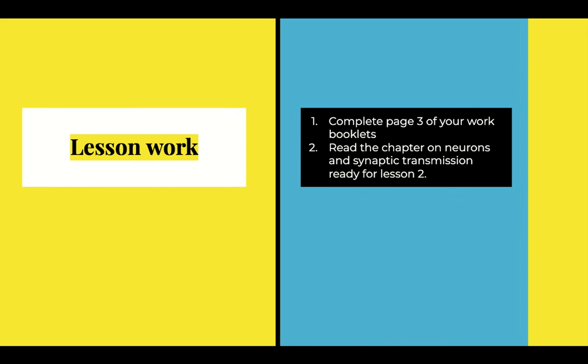In terms of what you need to do now as part of this lesson, I'd like you to complete page 3 of your work booklets. So that includes the questions, outline the role of the central nervous system for 4 marks, and outline the role of the autonomic nervous system for 4 marks. Your homework in preparation for lesson 2 is to read the chapter on neurons and synaptic transmission.